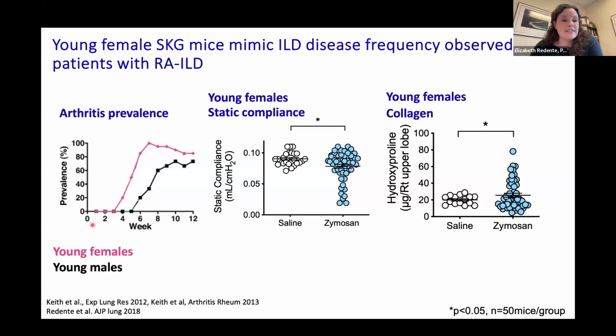Additionally, there are differences in arthritis prevalence. So not only the severity, but the prevalence of the animals that get disease is differentiated between both the young females and young males. And this is, again, just to reiterate that this is a model where we're mimicking the same types of sex differences and age differences in disease prevalence that are seen in patient populations.